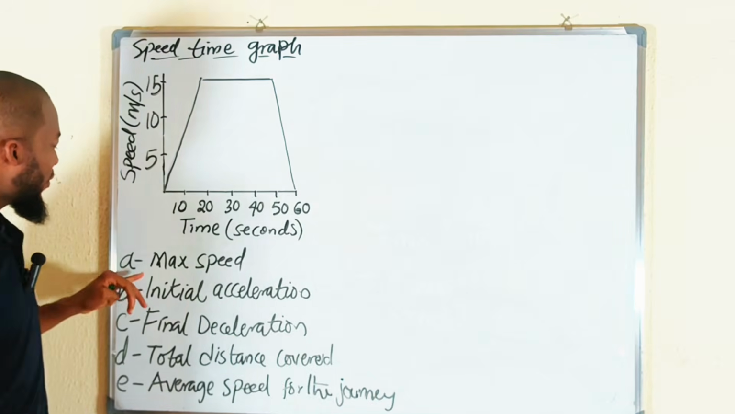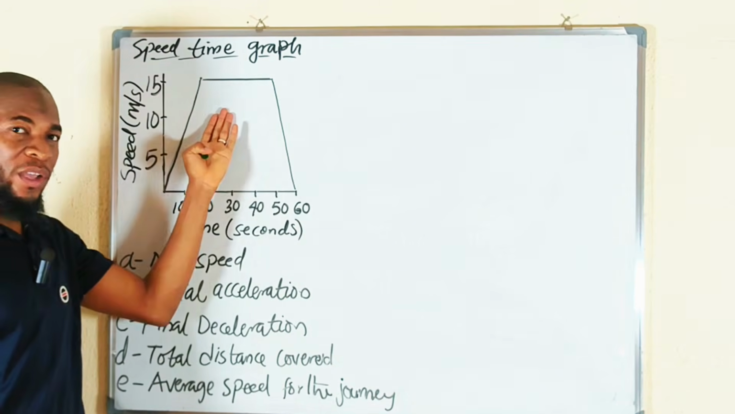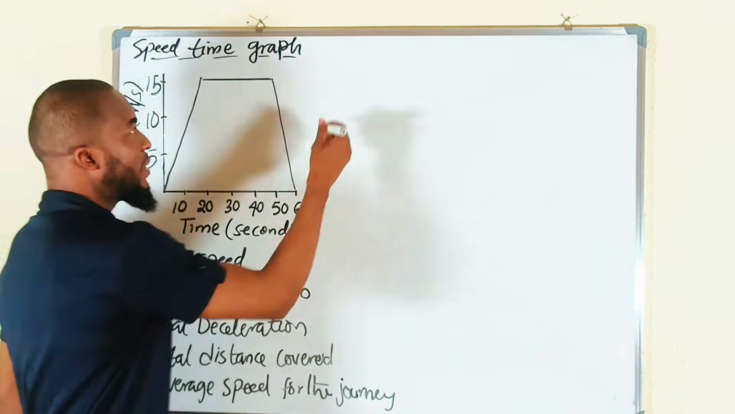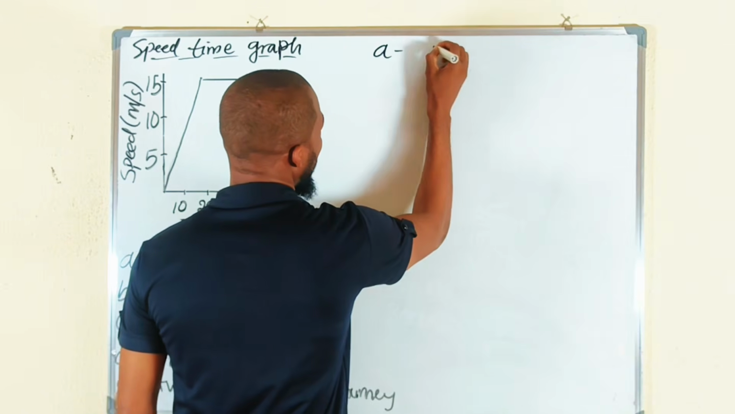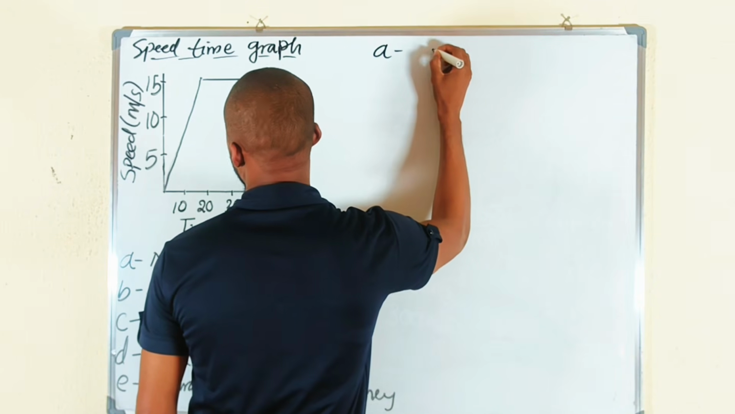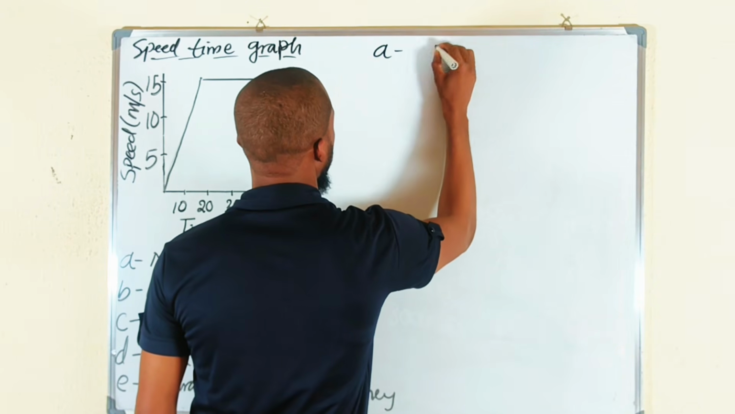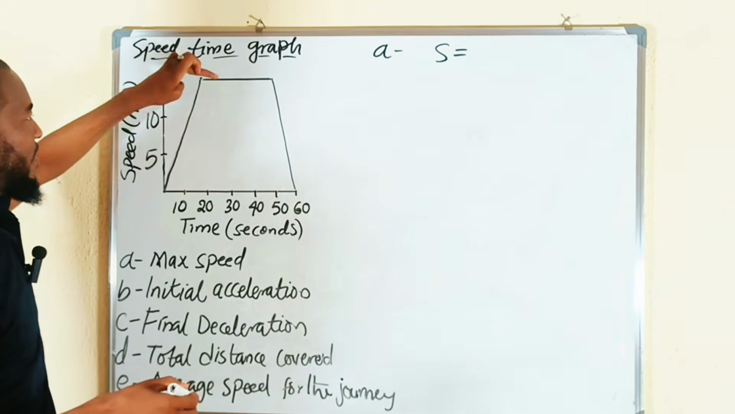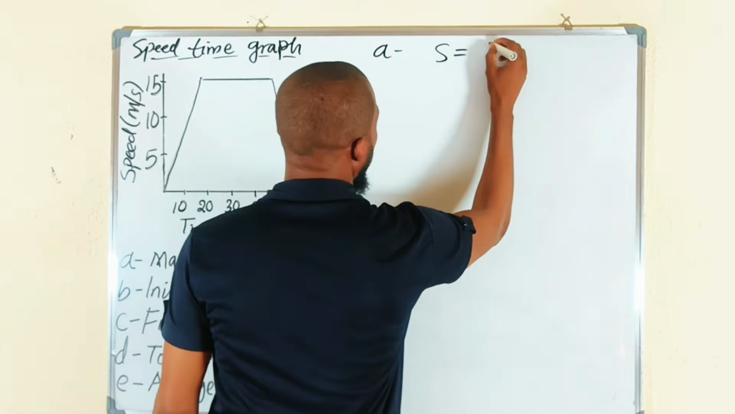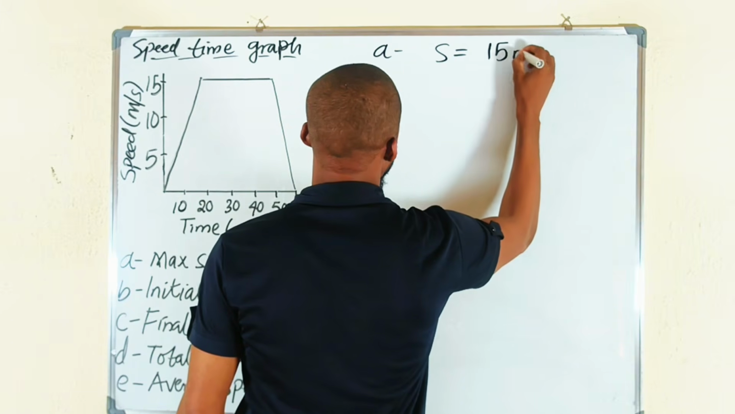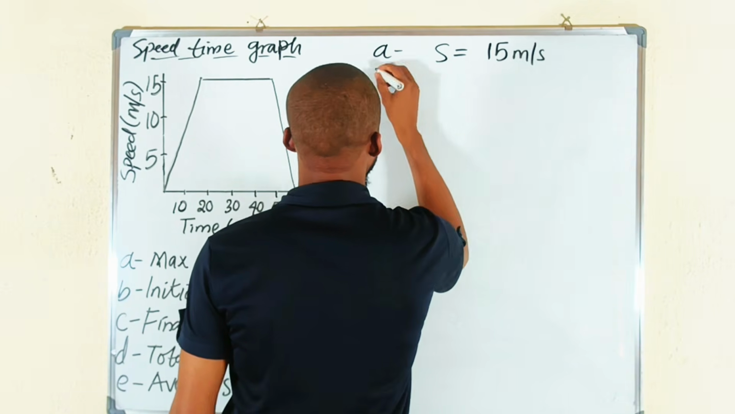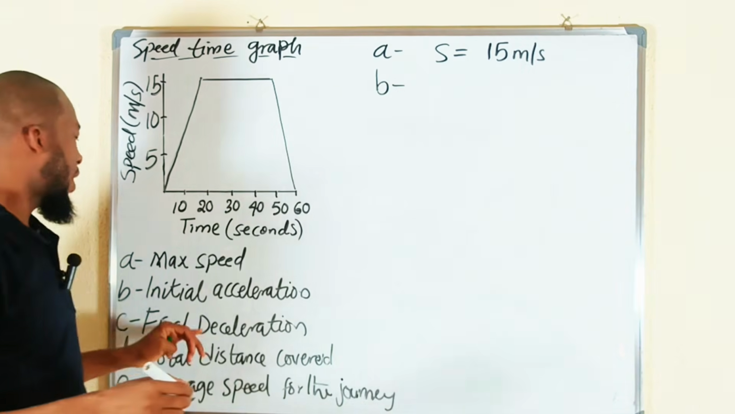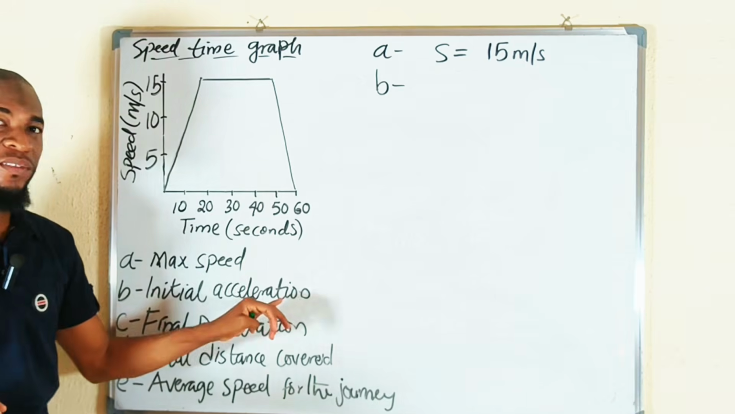So the first question says, from the graph, we should determine the maximum speed. The maximum speed is what? 15, because this is the maximum, right? 15 meters per second.